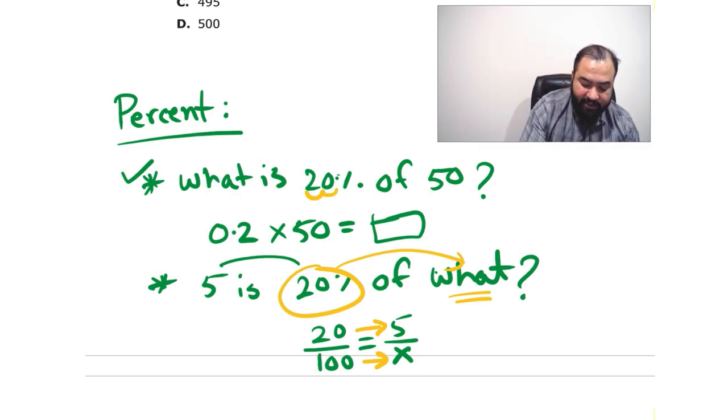Take a look at it again. This 20% is the 5, guys. And then the 100% is what is missing. So that's x. So that's how we set up the proportion.